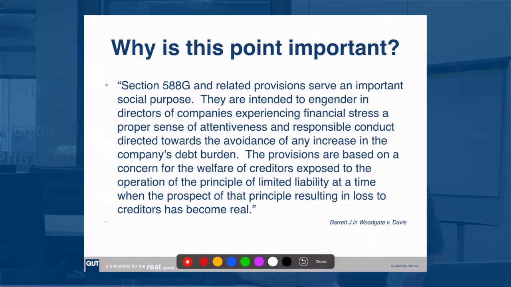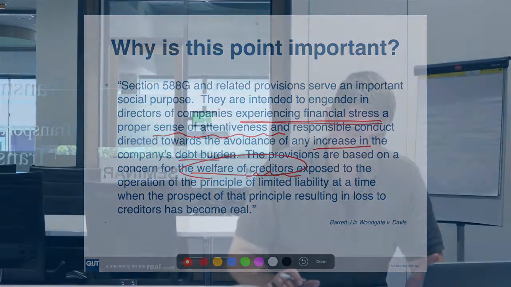And this is put into judge's words in this particular slide here, where it says the section is intended to engender in directors experiencing financial stress a proper sense of attentiveness towards increasing the debt burden. It's concern for the welfare of creditors. Okay, so again, it's trying to say the interests of the company become more aligned with creditors. So we've got to look after creditors as part of our economic system at this point. Okay, so that's why it's so important.